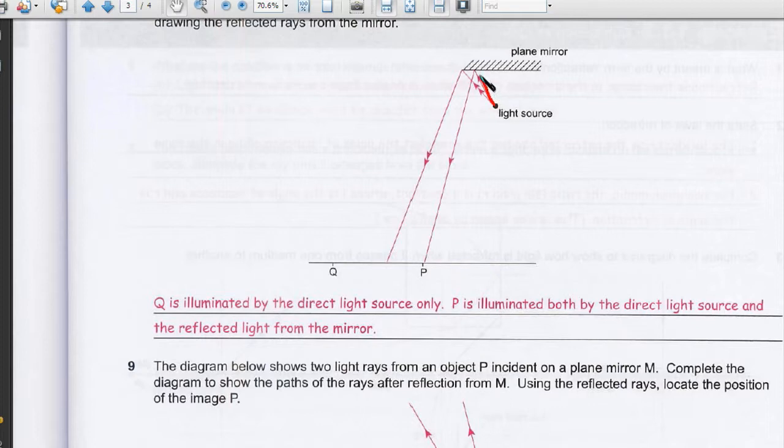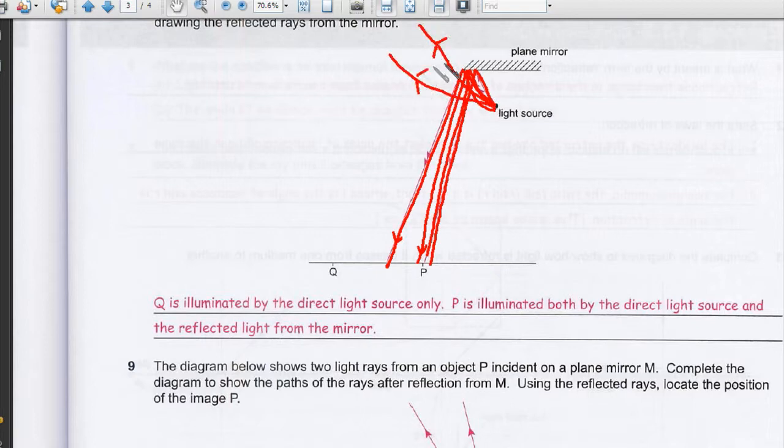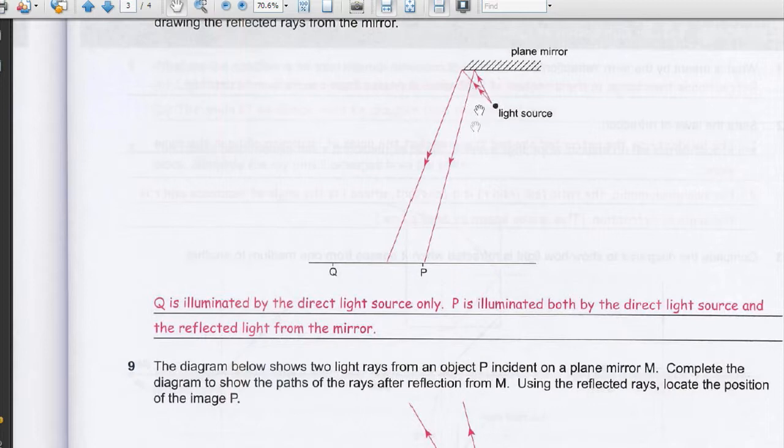Look over here. Light can bounce here and come down. It can also bounce here and come down. It can also bounce here and go all the way down here. It can also come to the edge of the plane mirror and come here. But any light that comes here will be lost. The light coming out from here will be lost. Therefore, as we can see over here, the reflected rays are all concentrated over here at this portion.